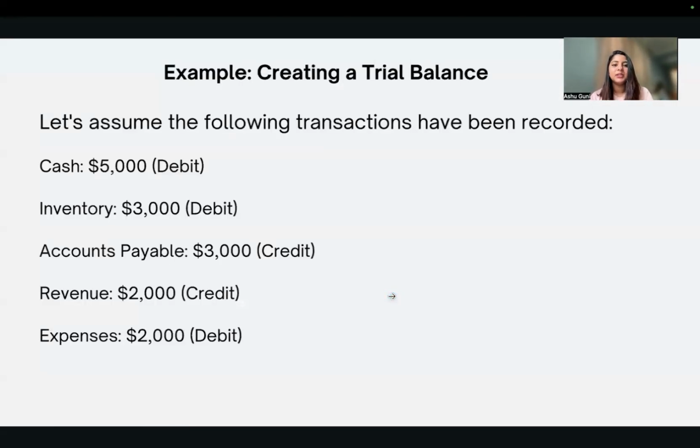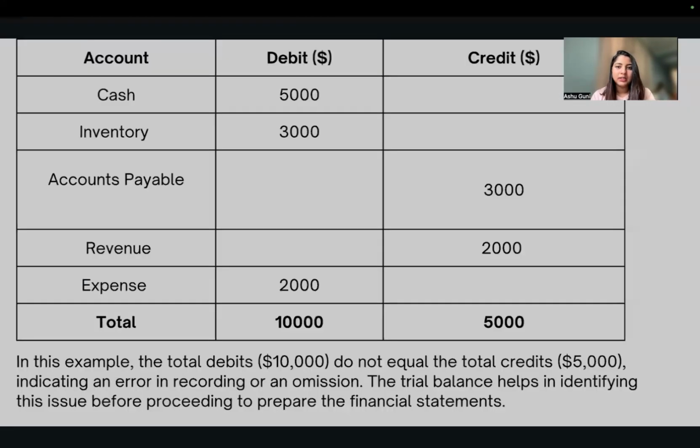So, in the coming slides, here is an example of how we can create a trial balance. I have used typical accounts like cash, inventory, accounts payable, revenue, and expenses here. Let's assume that these transactions have been recorded. So this is a trial balance sheet where I have recorded the cash, inventory, and expenses on the debit side and accounts payable and revenue on the credit side.